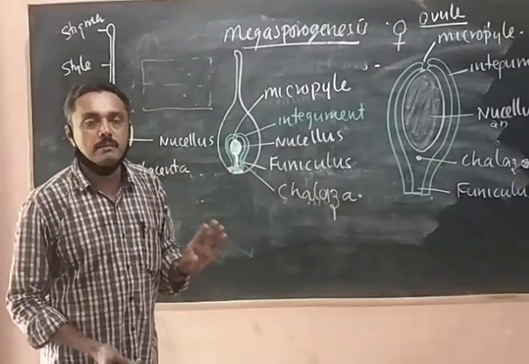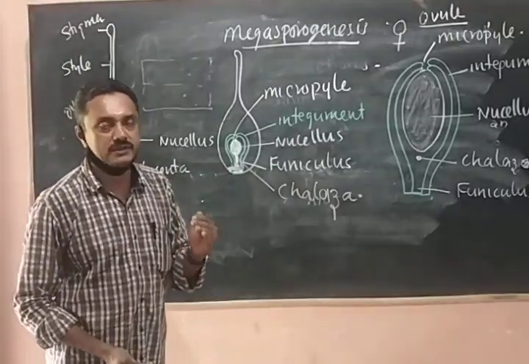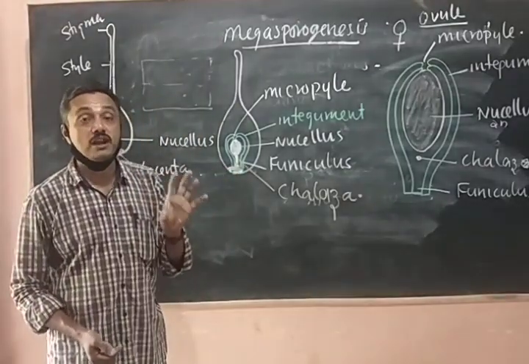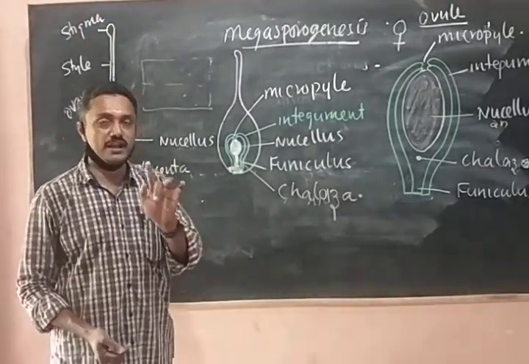Sporopollenin is the exine material, and it is the strongest material. So pollen grains are well preserved in fossils. That is a question carrying 1 mark.